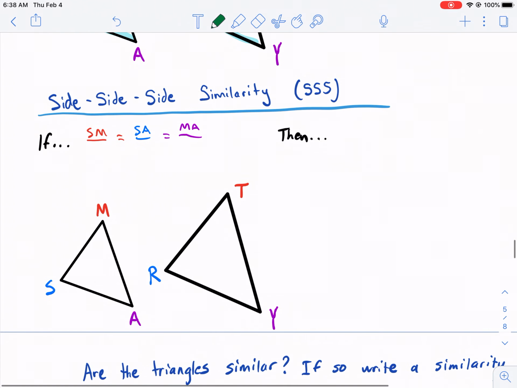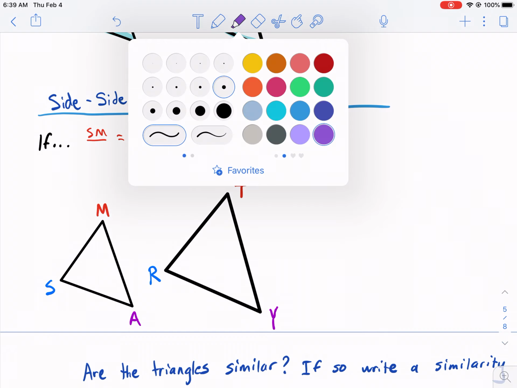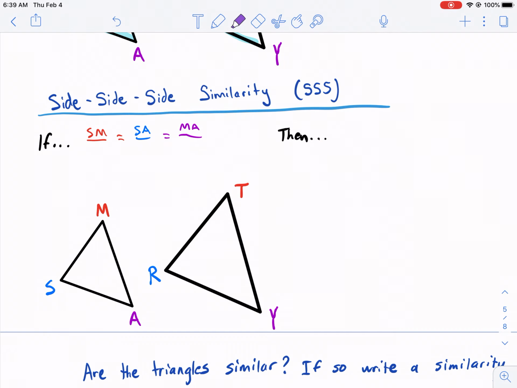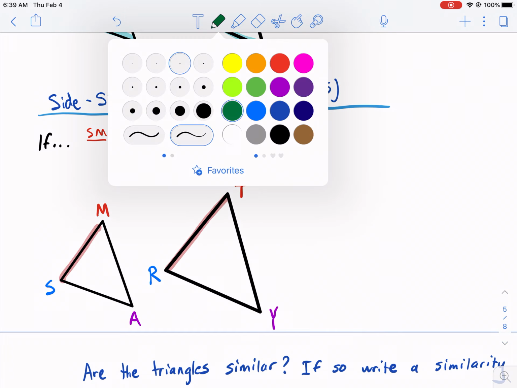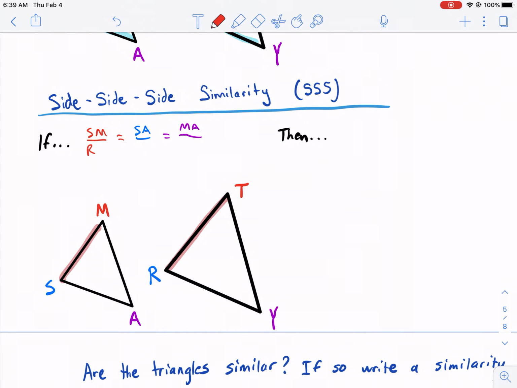Last one, side similarity, SSS. This just means that we need to have all the sides proportionate. They need to have the same scale factor going on. So let's go ahead and highlight here. So SM needs to be similar to RT, SA to RY, and then MA to TY.